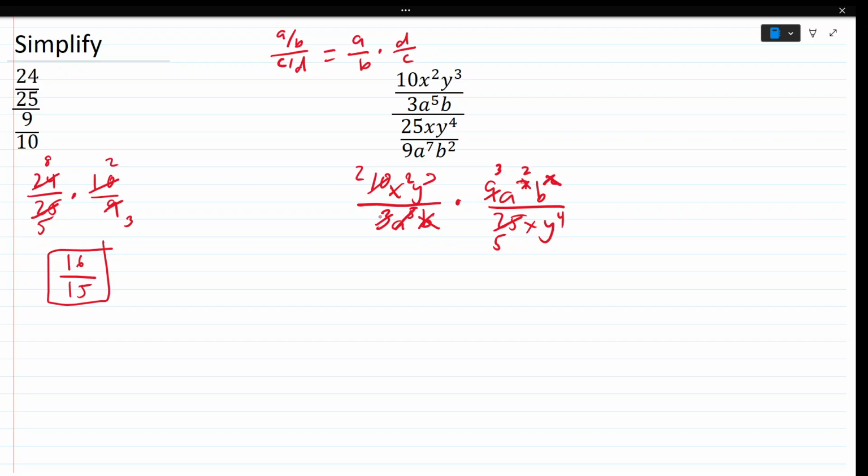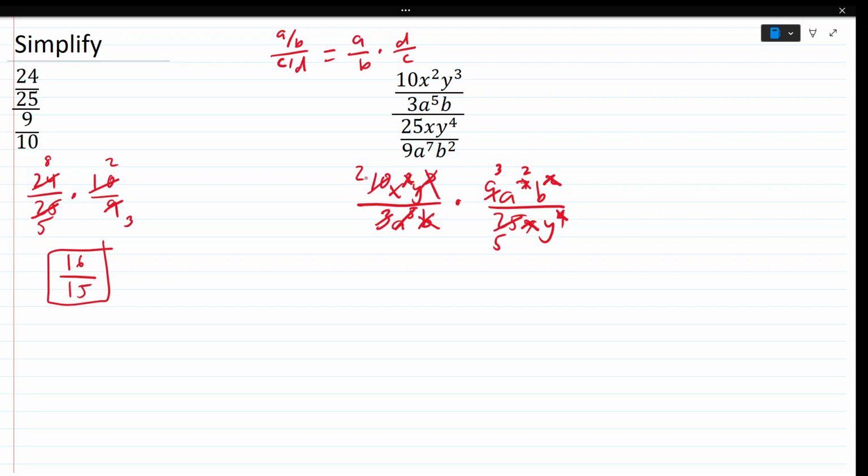So one of the b's cancels, so you'd still have one b left over in the top. And let's see, for the x's, an x could cancel, and you would still have 2 x's left over in the top. And then for the y's, 3 of the y's cancel, and you would still have a y left over in the bottom. A little messy, so let's see what we have left over.